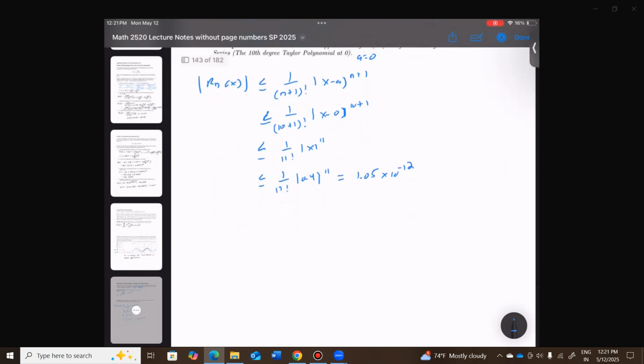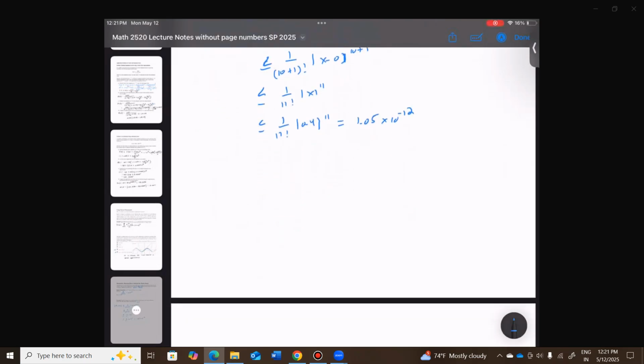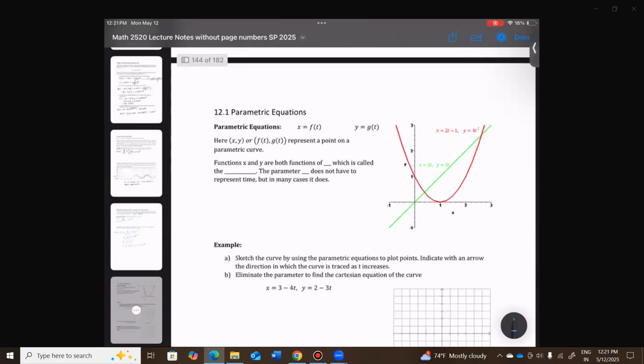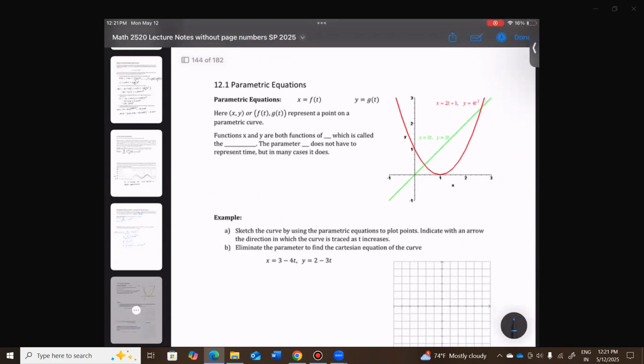Alright, so that is the end of chapter 11. The next chapter will be chapter 12, and we'll get into parametric equations, which deals with a lot of times x and y both being linked to a time variable.